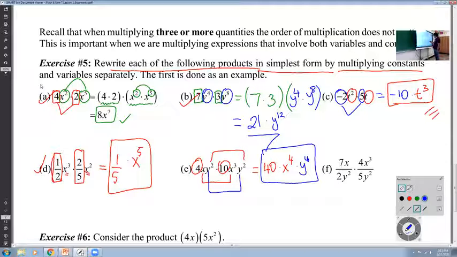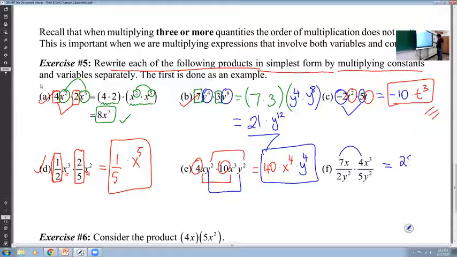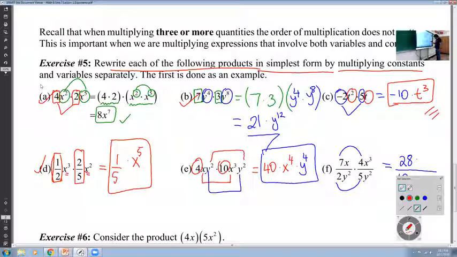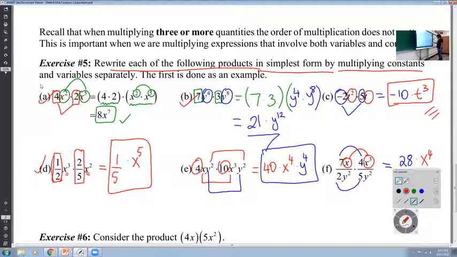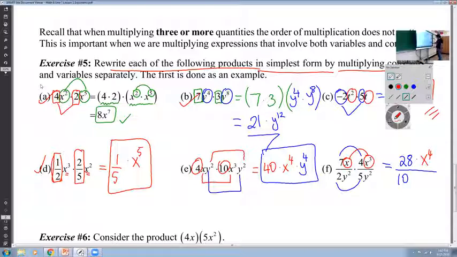Woohoo! Okay, it is 4. How about the next one? 7 times 4. Those are constant, 28. Okay, 2 times 5, which is 10. Okay, these are done. How many times x is being repeated? It will be x to the power of 4. Okay. How about this one?